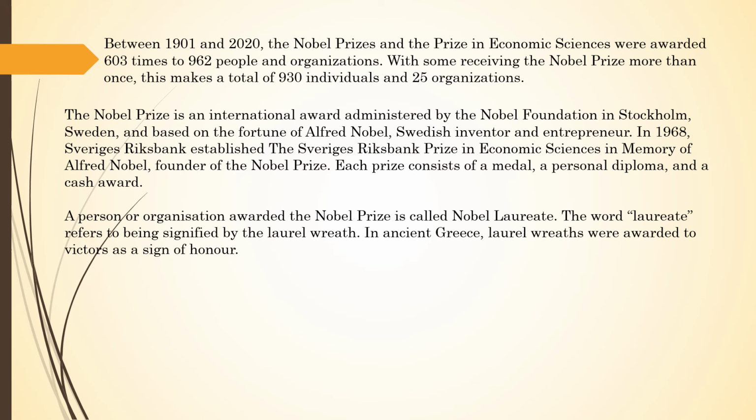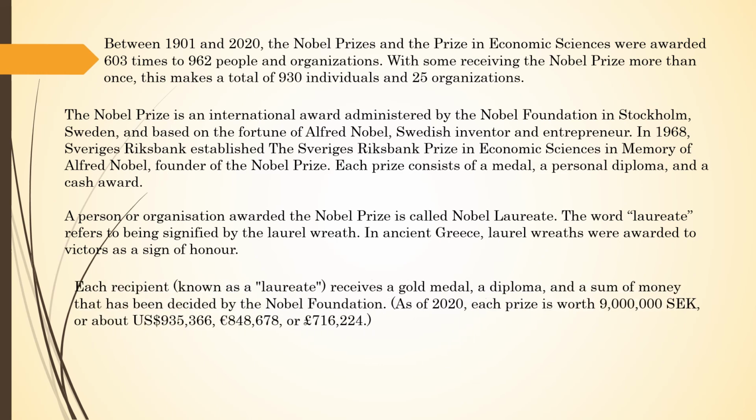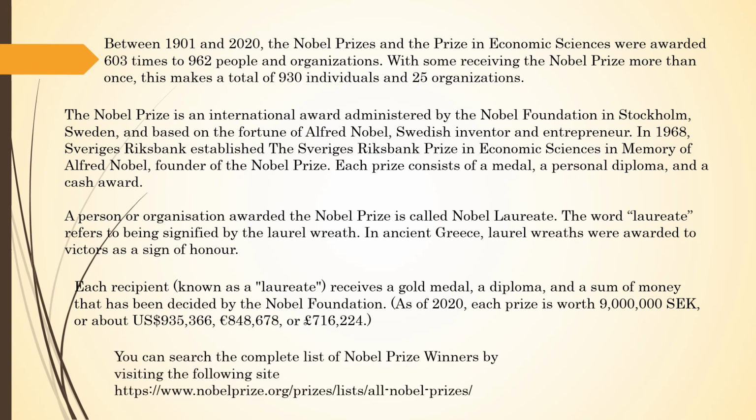Each prize consists of a medal, a personal diploma, and a cash award. A person or organization awarded the Nobel Prize is called a Nobel laureate. The word laureate refers to being signified by the laurel wreath. In ancient Greece, laurel wreaths were awarded to victors as a sign of honor. Each recipient, known as a laureate, receives a gold medal, diploma, and a sum of money that has been decided by the Nobel Foundation. As of 2020, each prize is worth 9 million US dollars. You can search the complete list of Nobel Prize winners by visiting the following site.